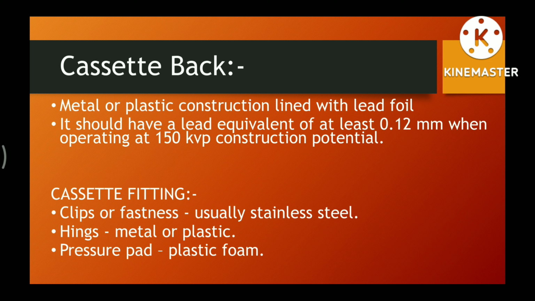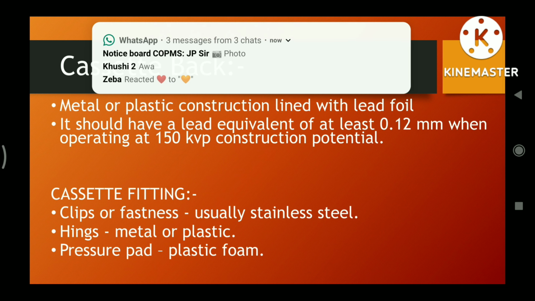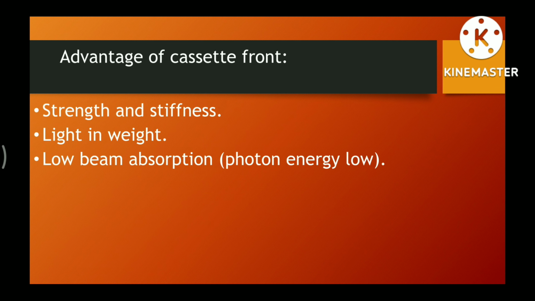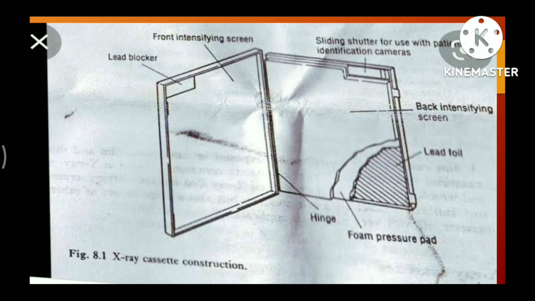Now moving towards the cassette fitting, the fitting is made up of clips or fasteners, usually made up of stainless steel. We use clips just to hold cassette's front and back tightly together. Hinges are used for the same purpose, that it holds the cassette front and back tightly together, and it's made up of metal or plastic. A pressure pad, it's made up of plastic foam. Here you can check it out. Here's a foam pressure pad. Foam pressure pad is used to keep screen in close contact with the film once loaded into cassette.